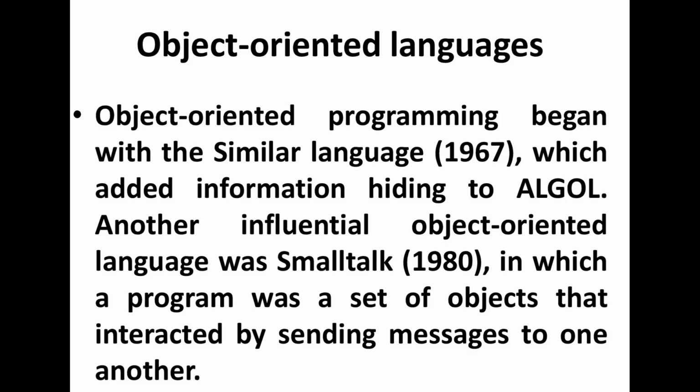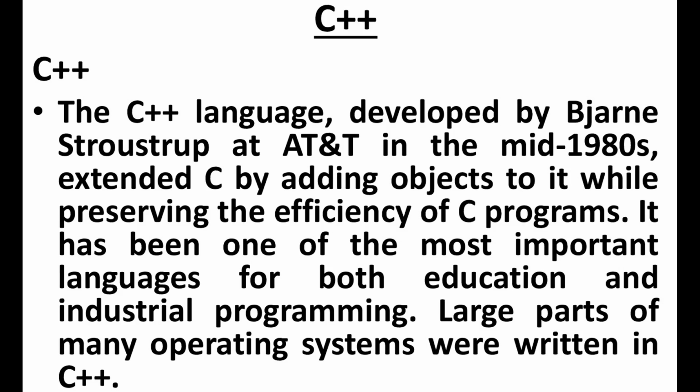Object-oriented programming began with the Simula language, 1967, which added information hiding to ALGOL. Another influential object-oriented language was Smalltalk, 1980, in which a program was a set of objects that interacted by sending messages to one another. C++. The C++ language, developed by Bjarne Stroustrup at AT&T in the mid-1980s, extended C by adding objects to it while preserving the efficiency of C programs.